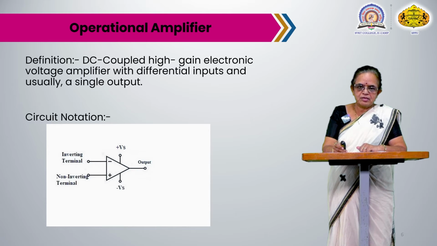Now Vs plus and Vs minus. These are the biasing of the operational amplifier. Vs plus means the positive power supply, and Vs minus means the negative power supply. Here we use Vs plus and Vs minus; we can also use plus Vcc and minus Vcc. The supply voltage for an operational amplifier is generally plus or minus 18 volts, meaning Vs plus is plus 18, the maximum voltage, and Vs minus is minus 18. But in practice we generally use plus 15 and minus 15, or we can also use plus and minus 12.